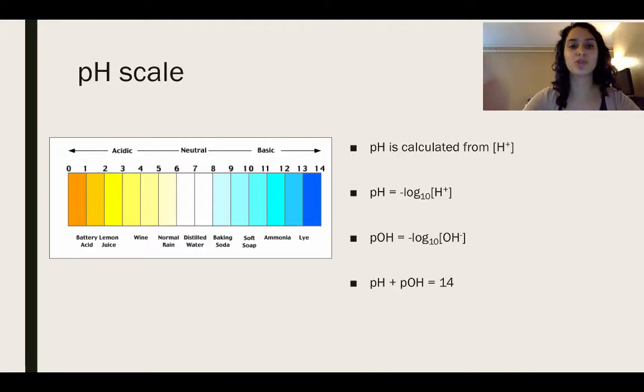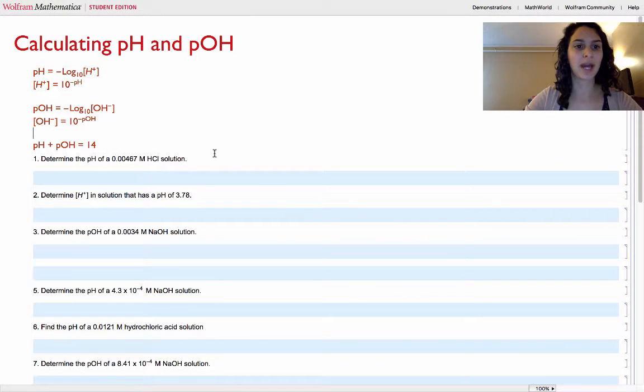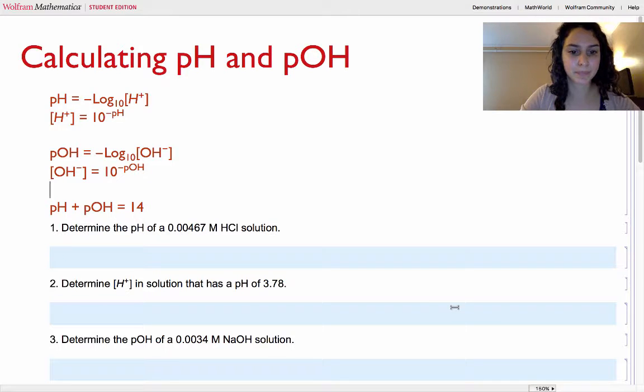So we're now going to use these equations and these values with some calculations. Here, we have all those equations, and we're going to work on calculating pH and pOH. The first question says, determine the pH of a 0.00467 molar, that's molarity, hydrochloric acid solution. So I'm just going to make this bigger. Okay, so we want the pH and we have this concentration. So we are going to use this equation.